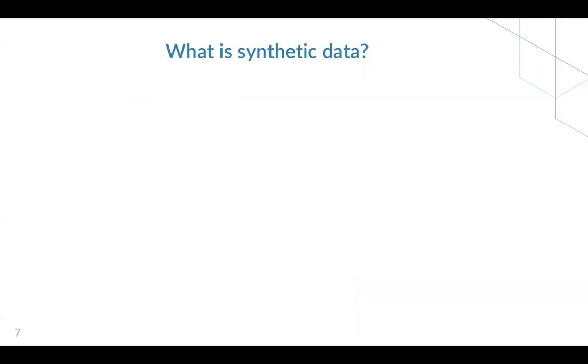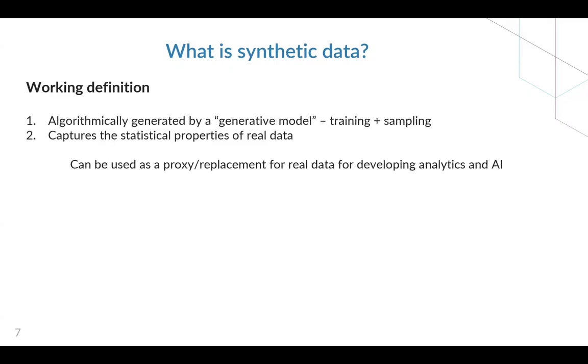And to talk about synthetic data, we need to first give a formal definition of what we consider as synthetic data. So in this talk, my working definition is synthetic data should satisfy two requirements. The first requirement is it should be algorithmically generated by a generative model, which means that the generative model needs to first be trained on some real data, and then after training, we can apply sampling or inference to get our synthetic data.